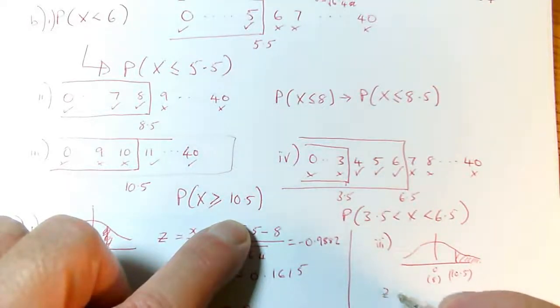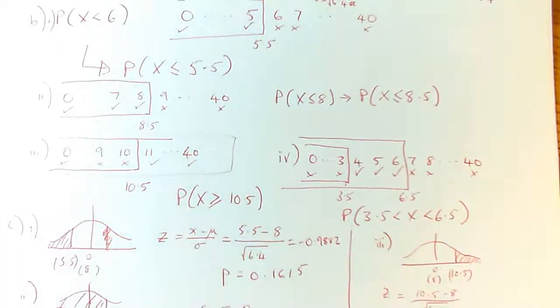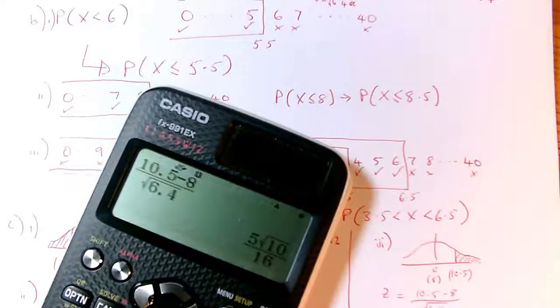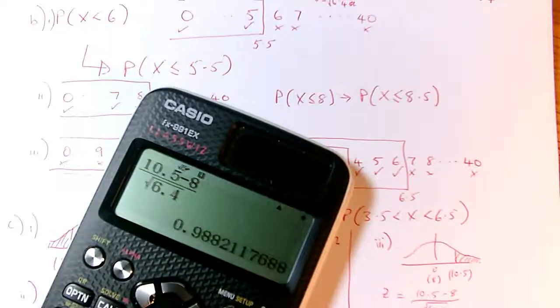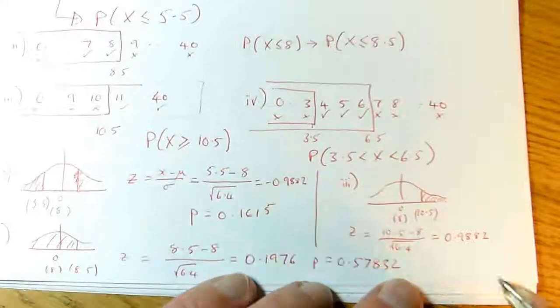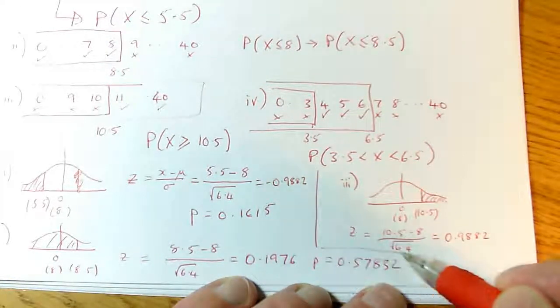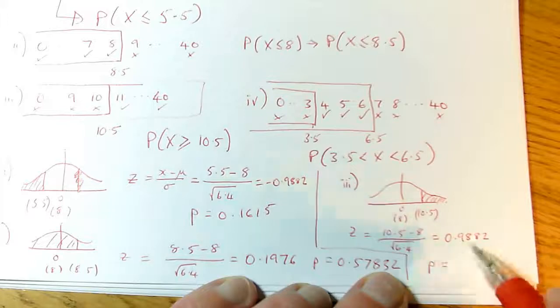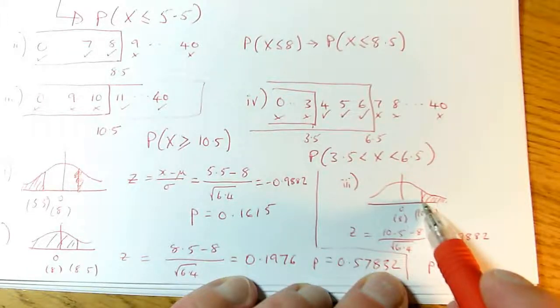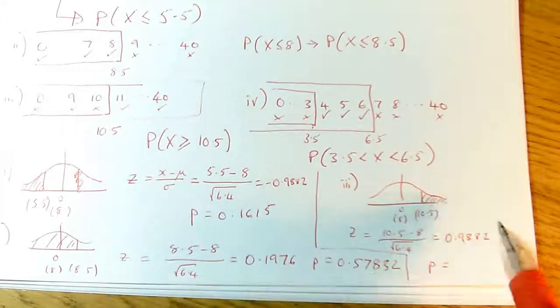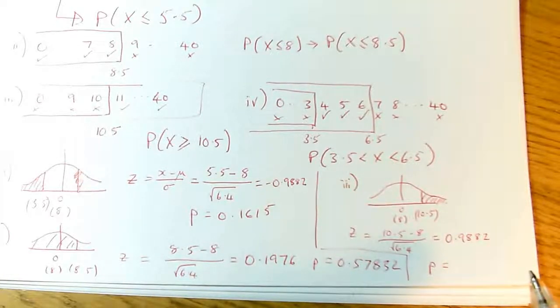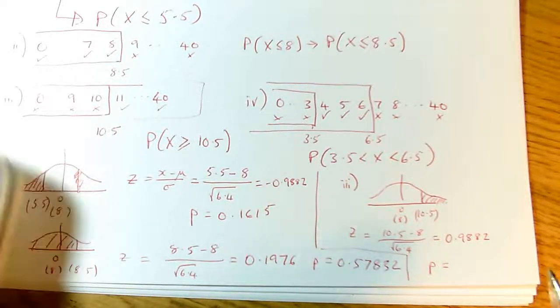So my z value is going to be 10.5 minus the 8 over the square root of 6.4. So same kind of calculation we've been doing, and we get a z of 0.9882, which is what we'd expect, is positive. So there it is. So I've got a positive z value, but now I've got to work out my p value from my calculator, and now this is going to be the lower value because I want a value above that one, so I'm going to use that as my lower, and as my upper I'm going to be having 9999.